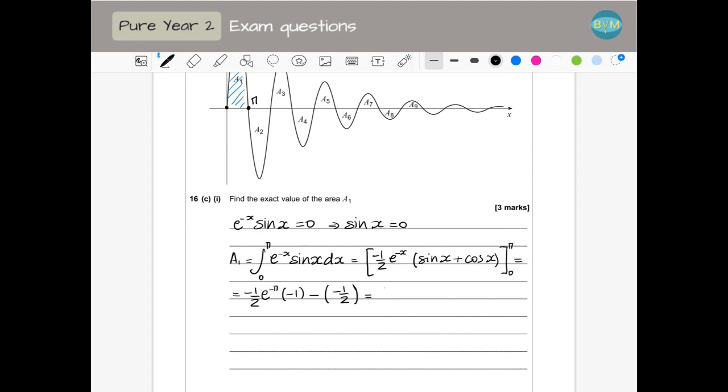And this is 1/2 e to the power of minus pi, minus minus plus 1/2. And we can write something like this: 1/2 (e to the power of minus pi plus 1). It looks slightly better, but you can leave this form anyway. Yeah. So this is the exact value of A1.